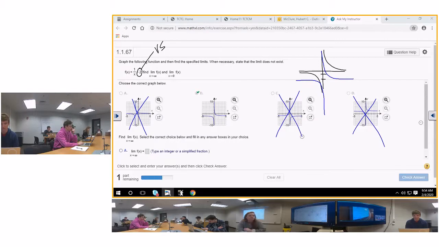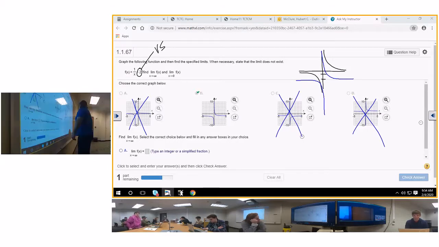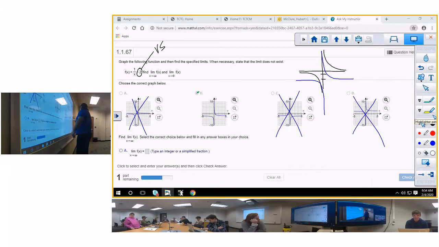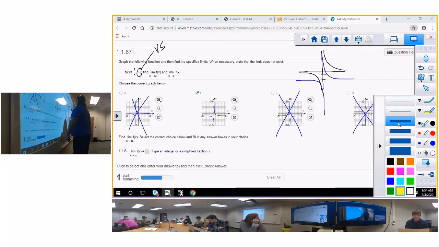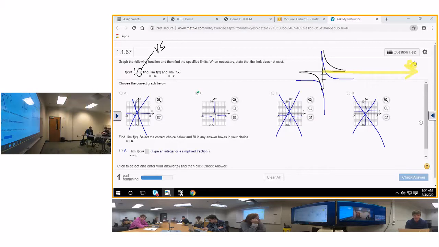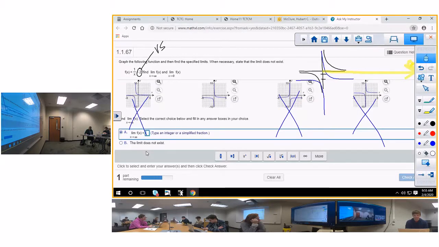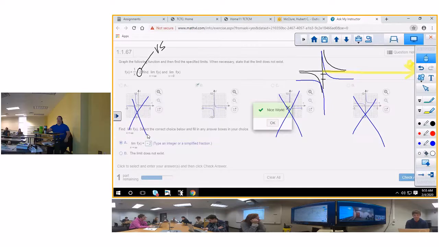Now, as x approaches infinity, let's take our handy-dandy highlighter and draw x approaching infinity. There's x approaching infinity. As x approaches infinity, what is our blue line approaching? -2. And that would be your answer there, -2. And you feel good about yourself.